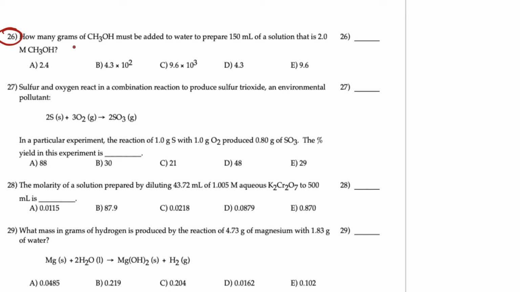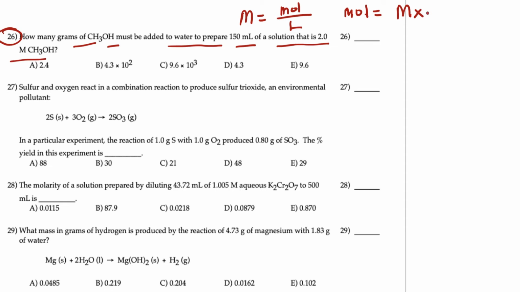So it asks how many grams of methanol must be added to water to prepare 150 milliliters of solution that is 2 molar in ethanol. So we know that molarity is equal to the moles of solute over liters of solution. So what we need to do here is solve for the number of moles. So the number of moles is going to be the molarity times the volume in liters.